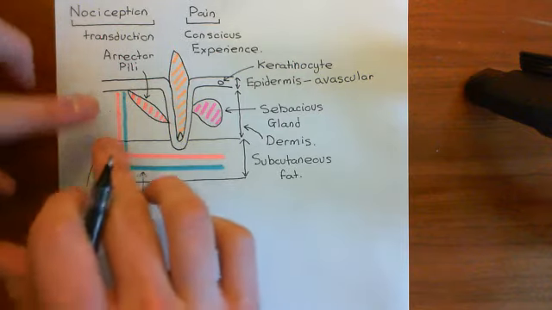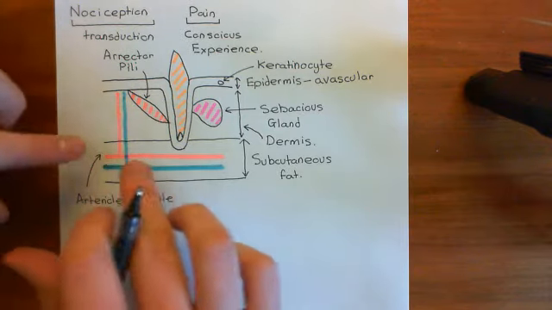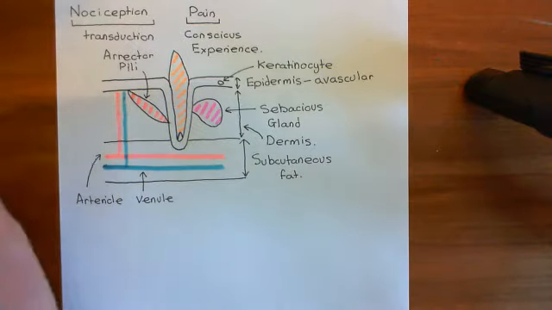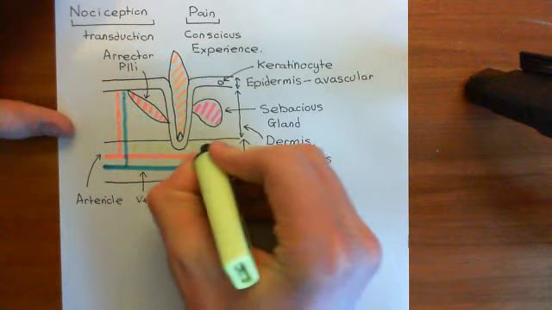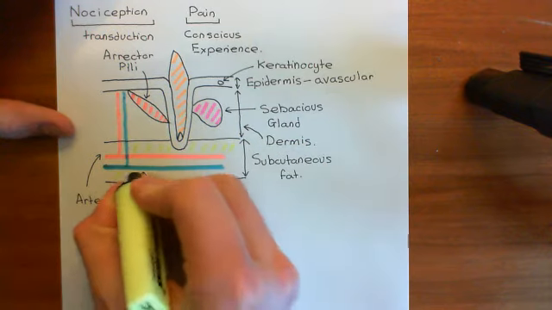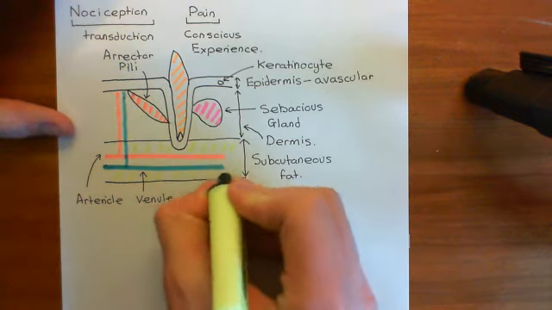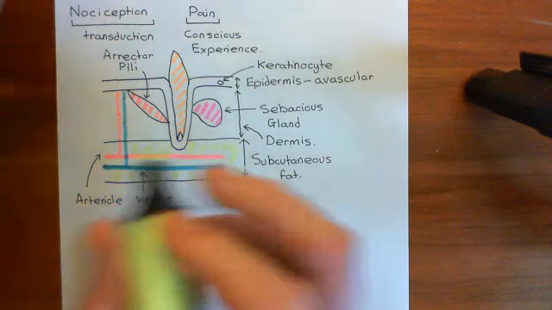You have these smaller branches of these large arterioles and venules that are within the subcutaneous tissue. So, I'll now colour in the subcutaneous fat layer in yellow. This yellow colour represents the many, many adipocytes that you will have in this layer.